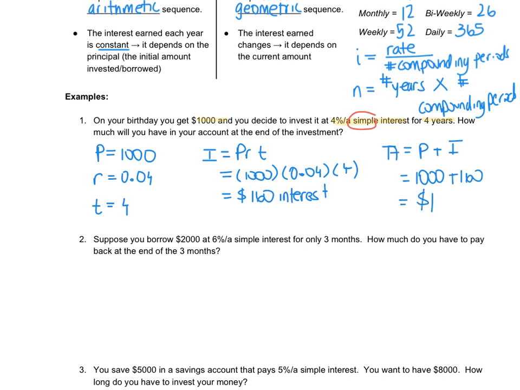So that means we have $1,160 at the end. And then make sure you write a therefore statement. Therefore, you will have $1,160 after 4 years.